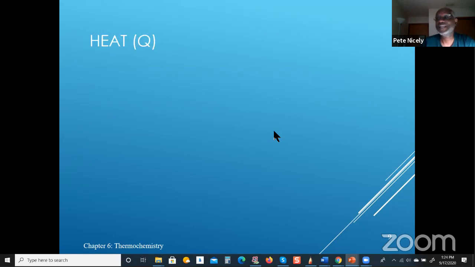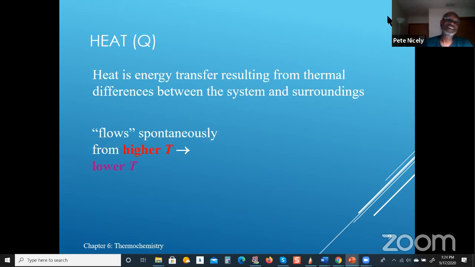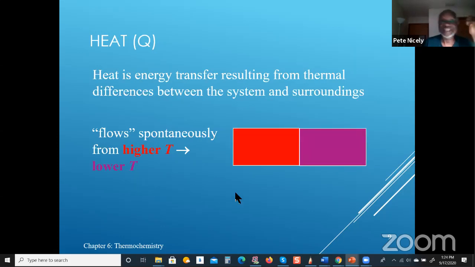Okay, another term that I need to discuss with you guys is the term heat. Heat is the energy transfer resulting from thermal differences between system and surroundings. In other words, if there's a temperature difference between the system and surroundings, then you're going to have heat transfer from the hotter object, or the object with the higher temperature, to the object with the lower temperature. So as stated here, there's a spontaneous flow of heat from higher temperature to lower temperature, as you can see represented by this diagram here.